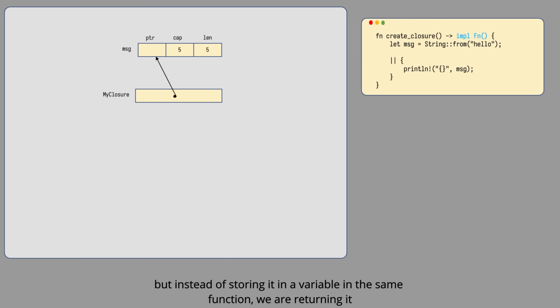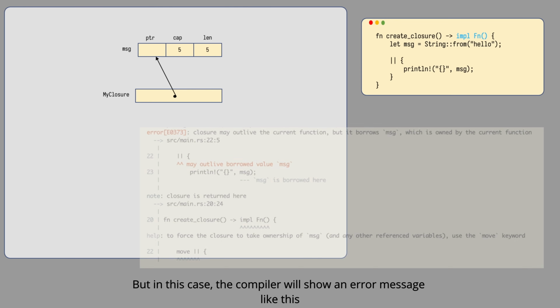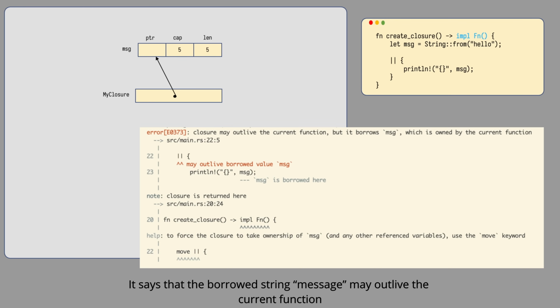In the next example, we are using the same closure that we just saw, but instead of storing it in a variable in the same function, we are returning it. But in this case, the compiler will show an error message like this. It says that the borrowed string message may outlive the current function.